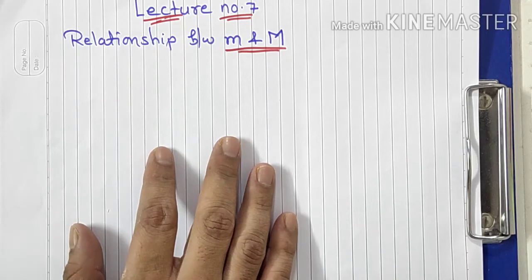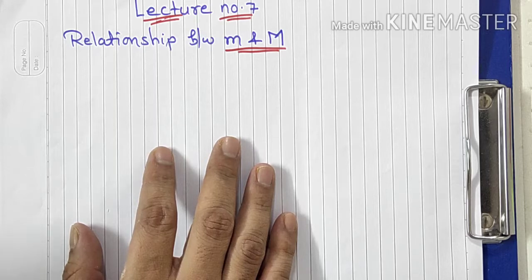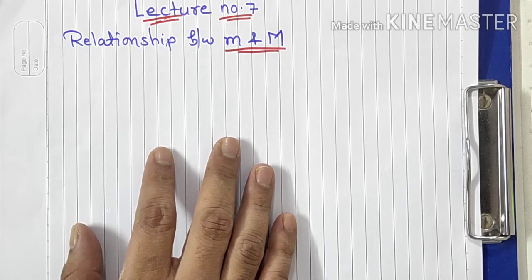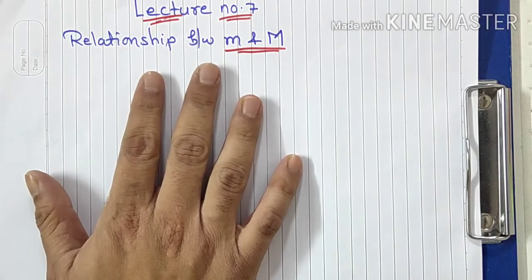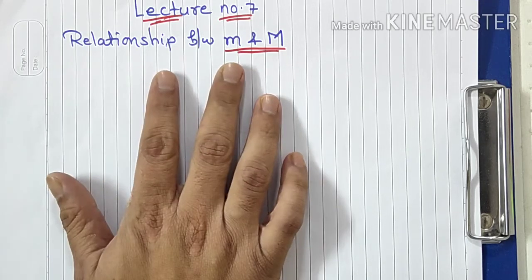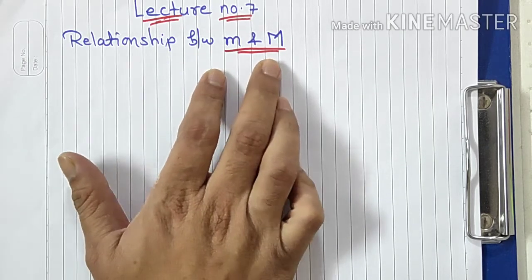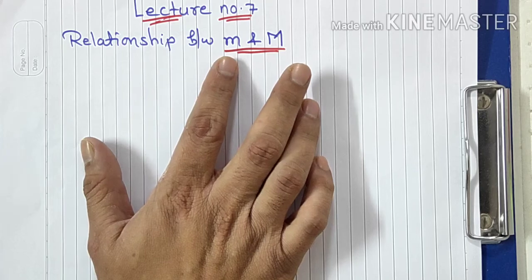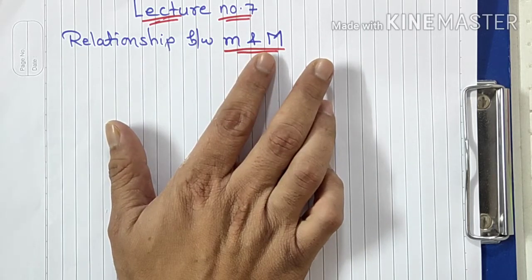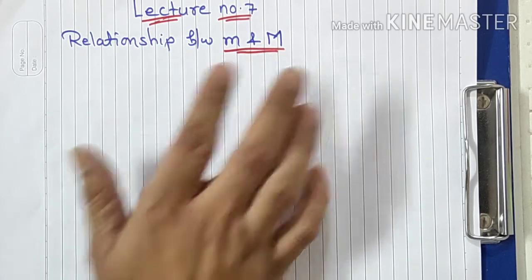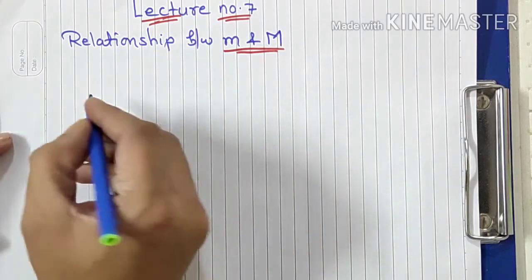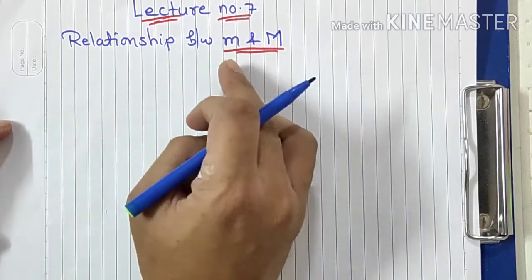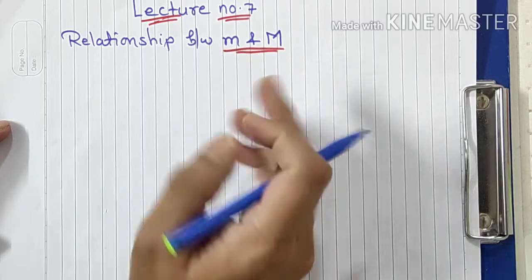Lecture number 7 of the chapter Solutions, and we'll be studying the relationship between molality and molarity. Small m is molality, capital M is molarity. Now student, there's one formula for the relationship between molality and molarity.